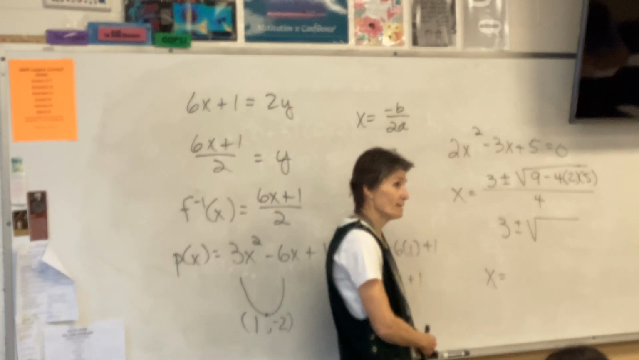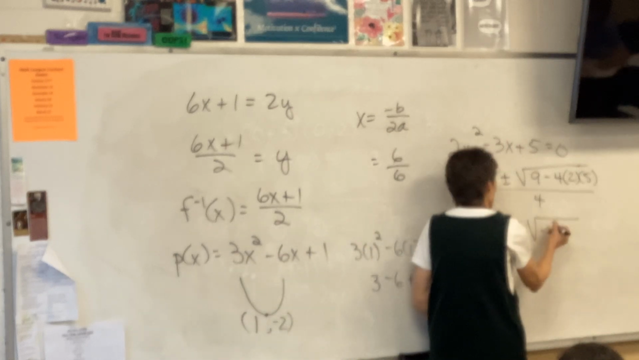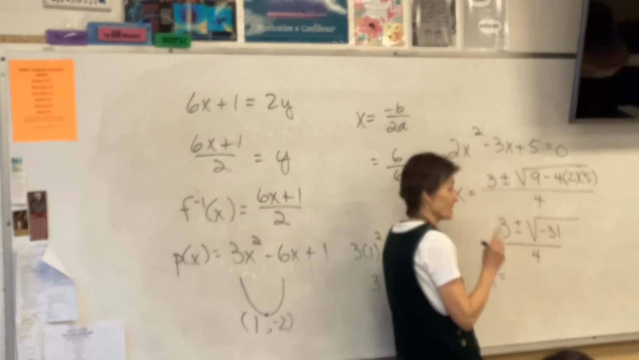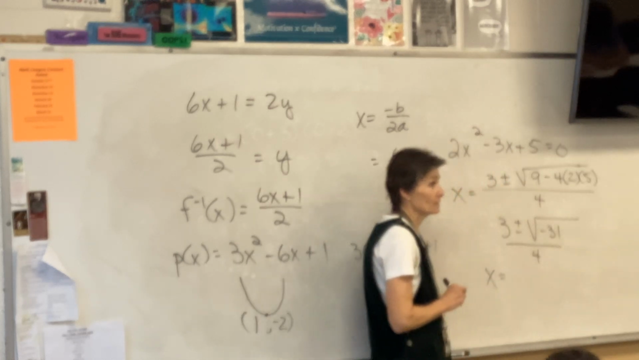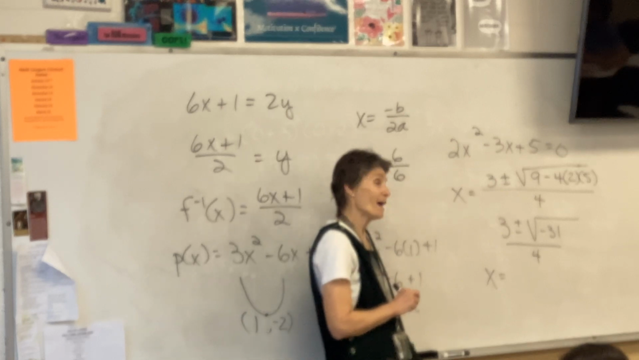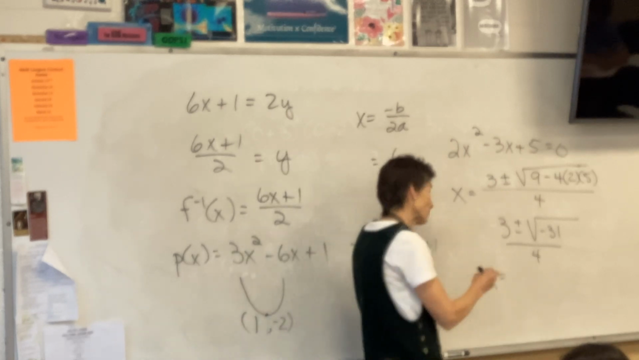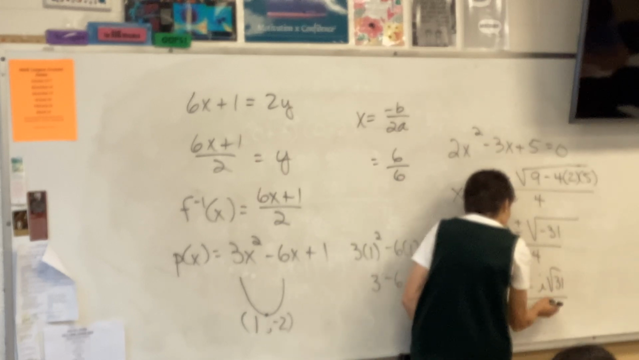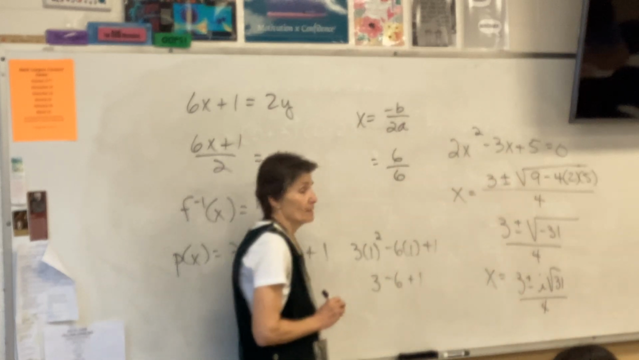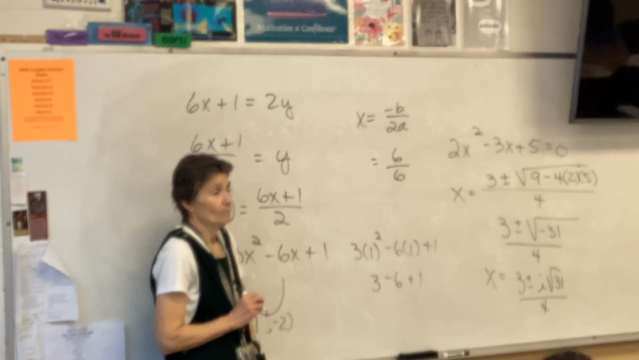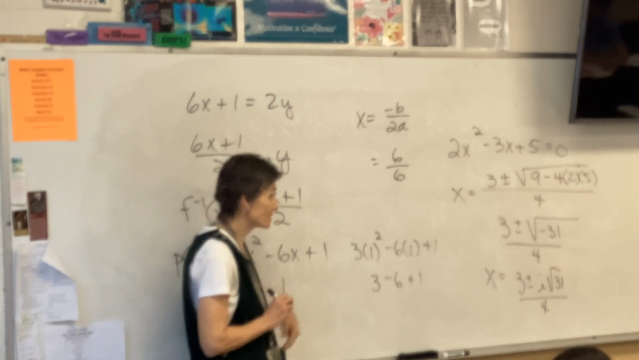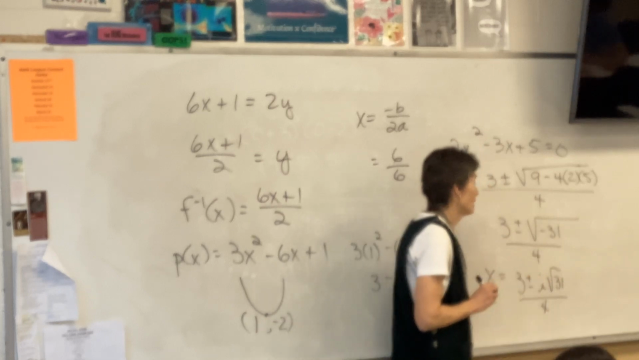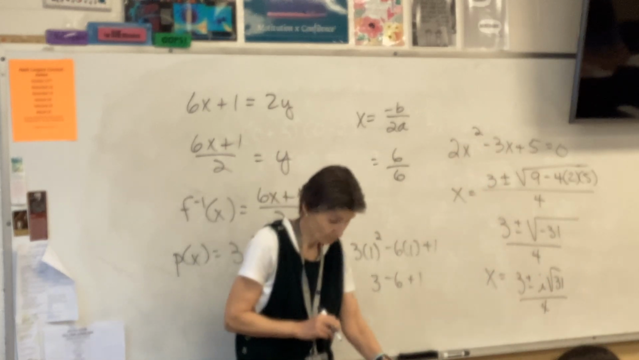9 minus 40? Negative 31. Uh-oh, what does that mean? Well, the good news is 31 does not break down, so you don't have to worry about that. But the bad news is it's negative, so we have to pull out an i. Kind of the luck of the draw. When I make up a problem, sometimes this simplifies, sometimes it doesn't. 31 doesn't. It certainly could be that you have to simplify.